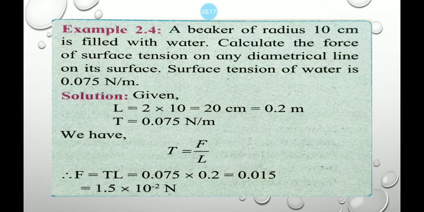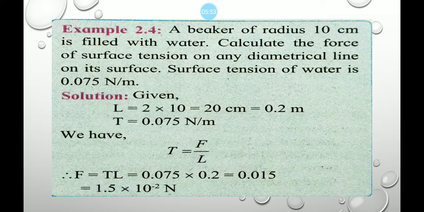Next, we have to discuss one example: a beaker of radius 10 centimeter is filled with water. Calculate the force of surface tension on any diametrical line on its surface. Surface tension of water is 0.075 Newton per meter. Here L is given, that is 2 into 10, that is 20 centimeter, equal to 0.2 meter.